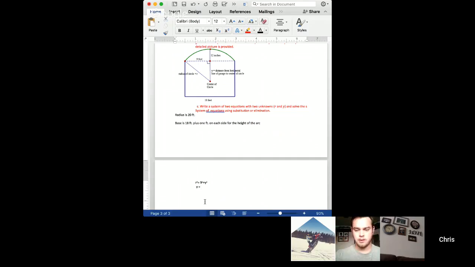Let's see. So the arc length is 18 feet, right? Mm-hmm. And then we have the radius. No, the radius is 1 foot.